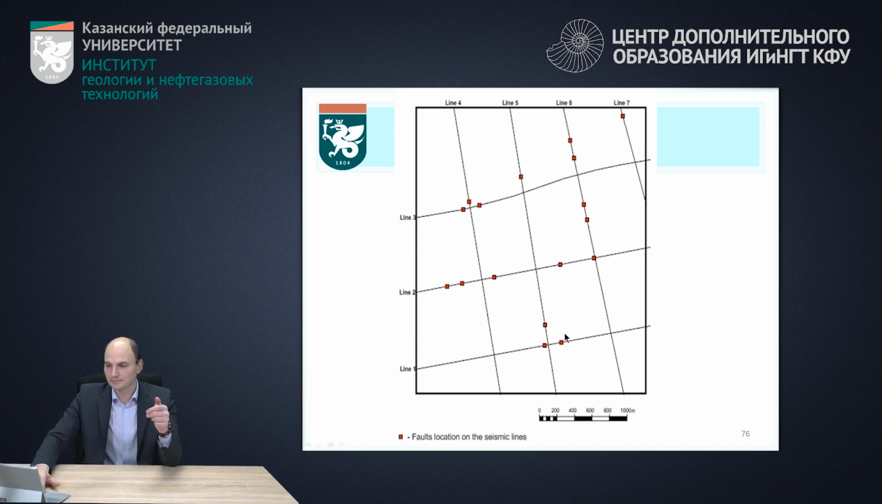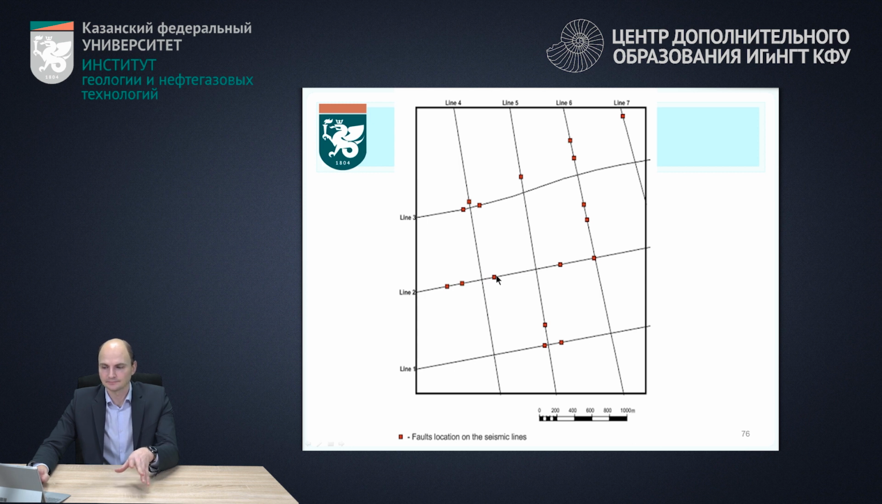Let's look at the figure. That is the map of the location of the seismic lines on one of the fields, and the red dots show the presence of the faults. The question is how to connect these faults between seismic lines. It's not an easy task, actually, because we can connect, for example, this point with that point, we can connect it with another point, or these faults are disconnected.